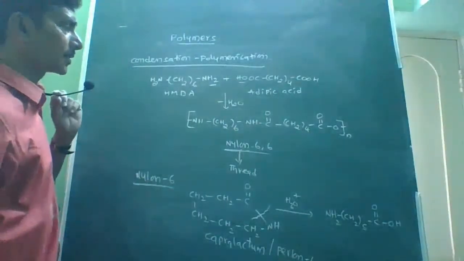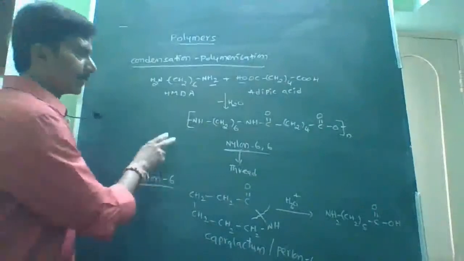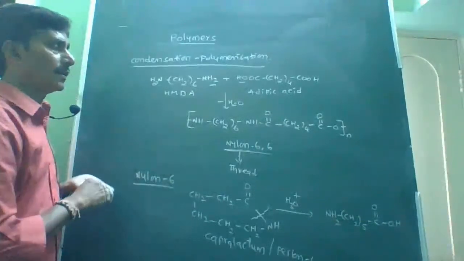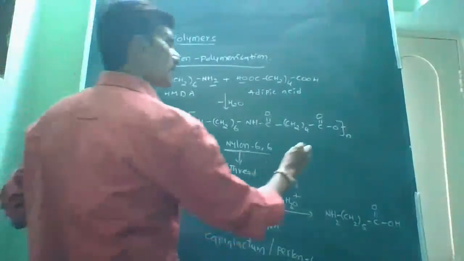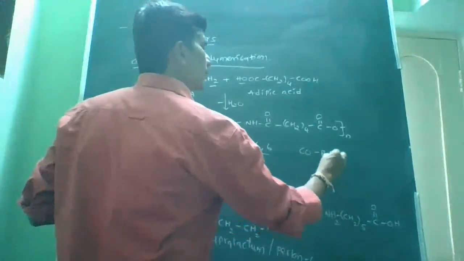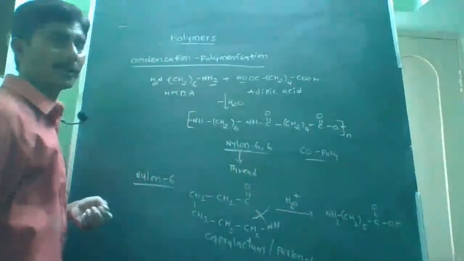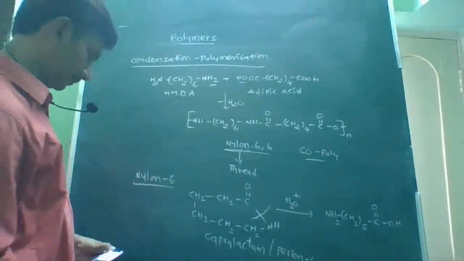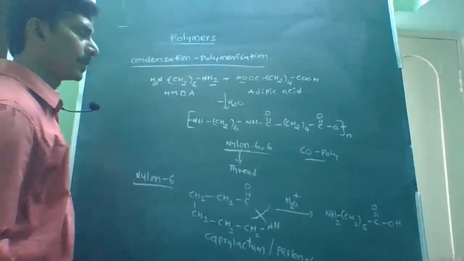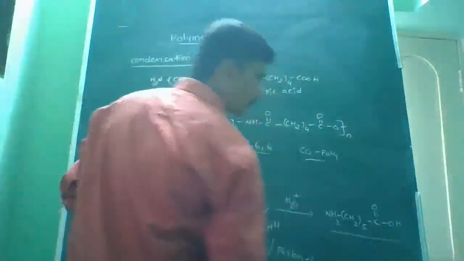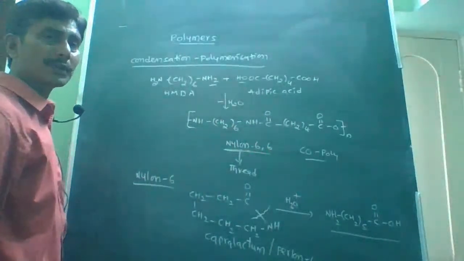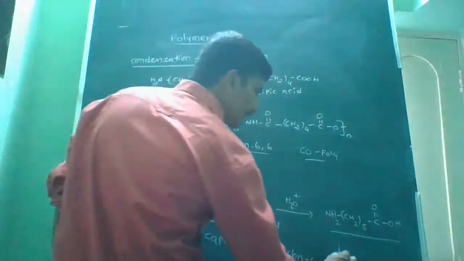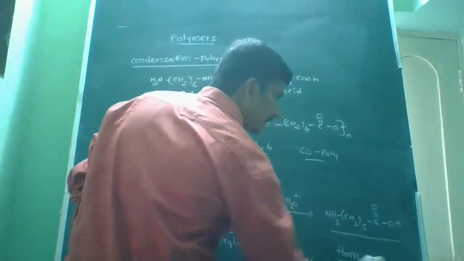It is nylon 6,6. Now come to the question. Among these two, nylon 6,6 comes under a polymer containing two monomer units, so it is a copolymer. But whereas in this, it contains only one molecule, having two different functional groups, so it is a homopolymer.